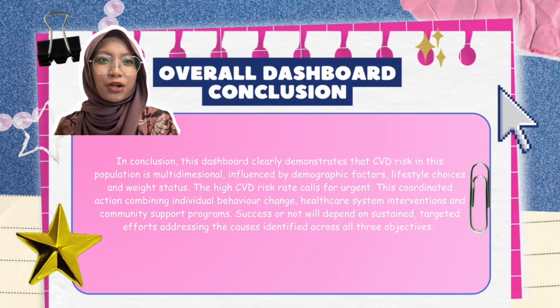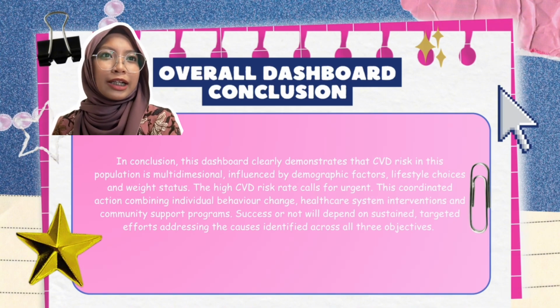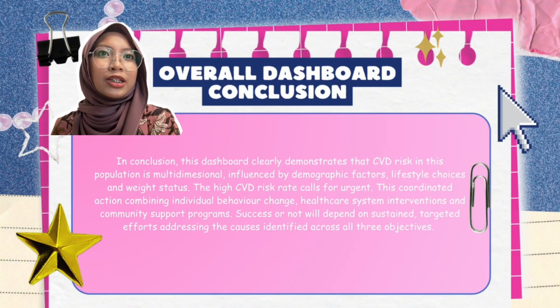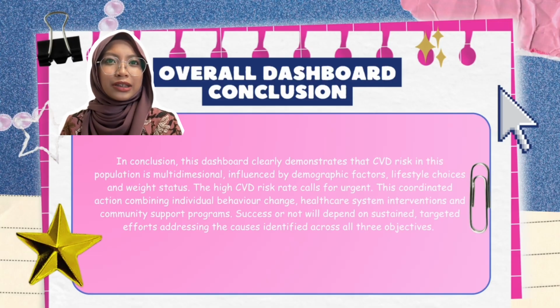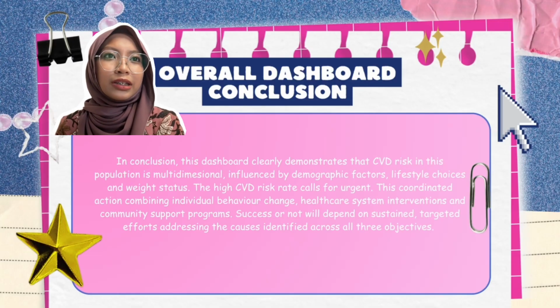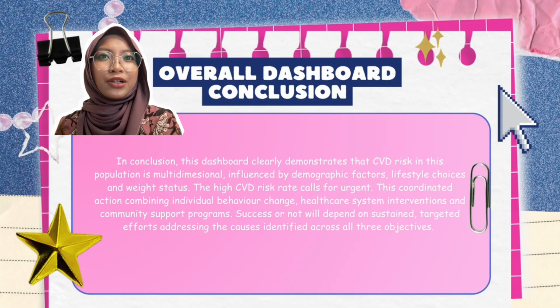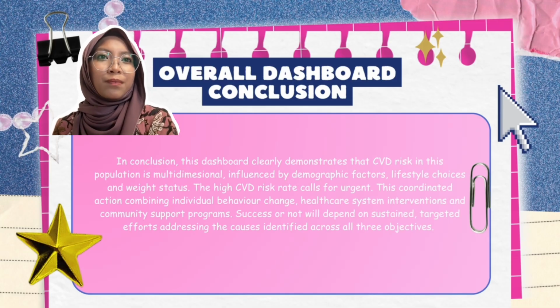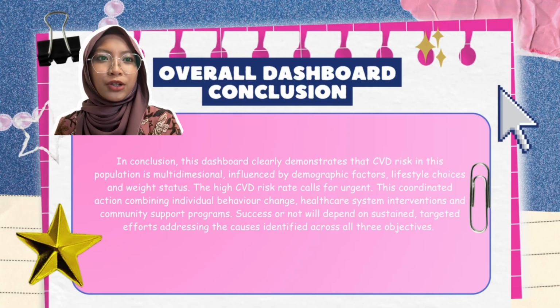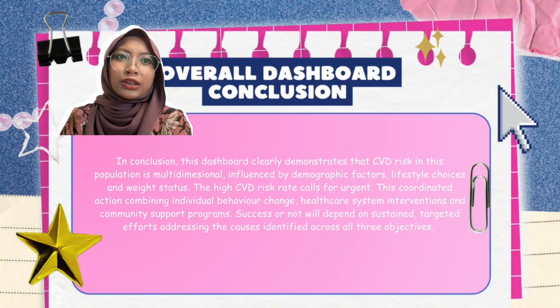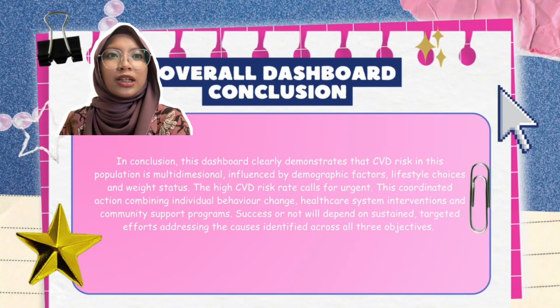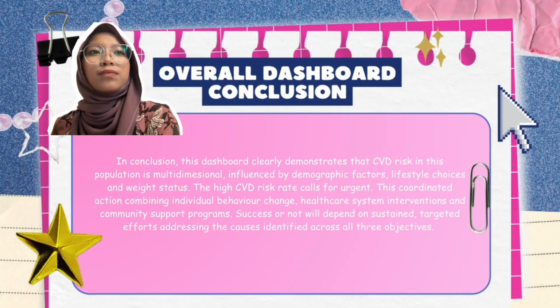Next, overall dashboard conclusion. In conclusion, this dashboard clearly demonstrates that CVD risk in this population is multidimensional, influenced by demographic factors, lifestyle choices, and weight status. This high CVD risk rate calls for urgent, coordinated action, combining individual behavior change, healthcare system intervention, and community support programs. Success will depend on sustained, targeted efforts addressing the causes identified across all three objectives.